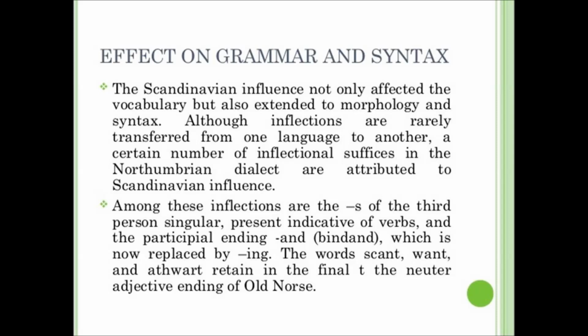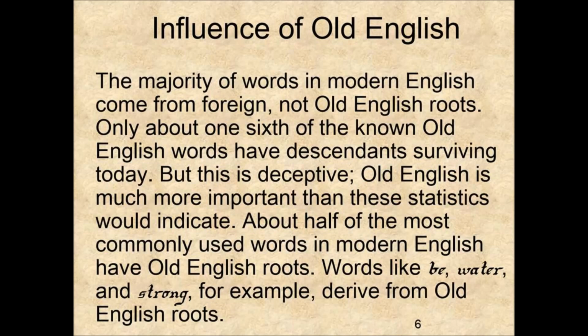So, talking about the influence of the Old English, the majority of the words in modern English come from foreign, not Old English roots. Only about 1/6 of the known Old English words have descendants surviving today. But this influence of the Old English seems deceptive, because Old English is much more important than these statistics would indicate. About half of the most commonly used words in modern English have Old English roots. Words like be, water, and strong, for example, derive from the Old English roots.